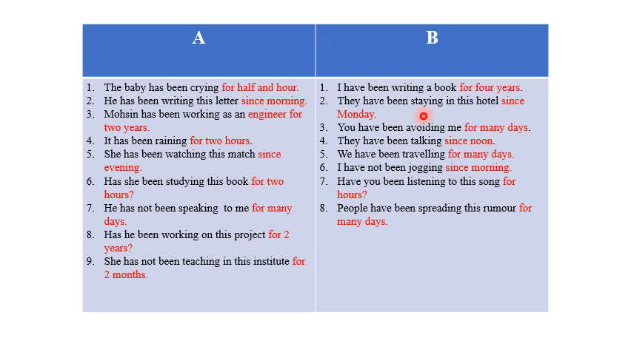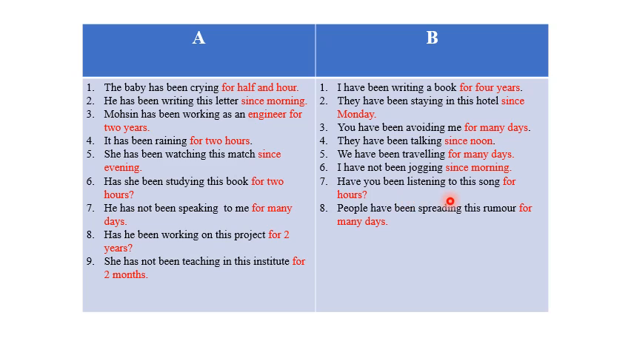They have been staying in this hotel since Monday. Since Monday is an exact point of time, so therefore we have used since. You have been avoiding me for many days. Again, many days, period. They have been talking since noon. Noon is an exact point. We have been traveling for many days, period of time. I have not been jogging since morning. Morning is an exact time, point of time.